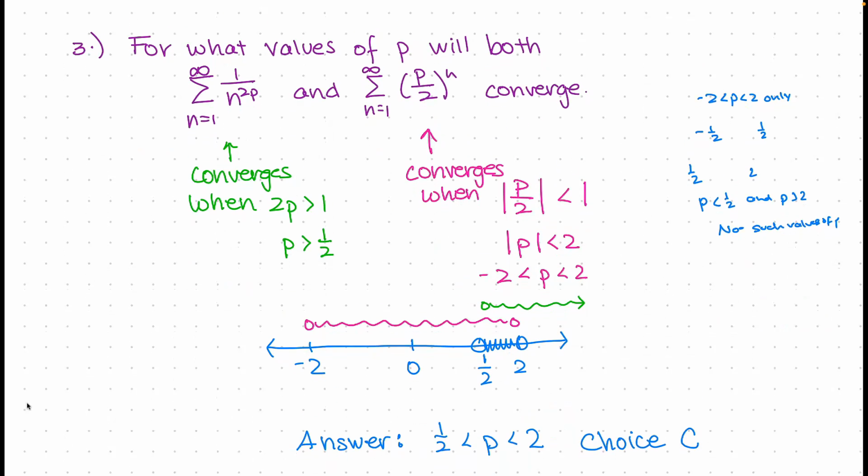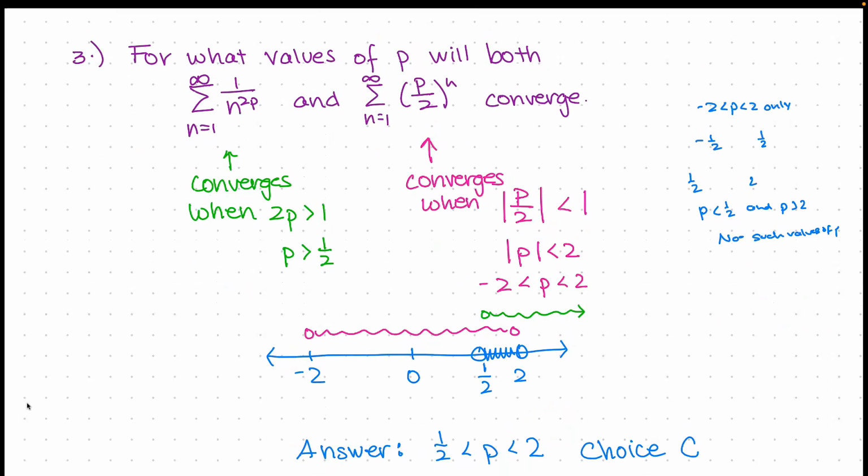Then number 3. Oh, again, my distractor's over here. You don't need that. So I tried to color code. For the first, this inequality makes it converge, which is this part of the number line. For the second series, this inequality makes the series converge, which is that part of the number line. So it's this part that makes both of them converge. And that's the inequality we're looking for.